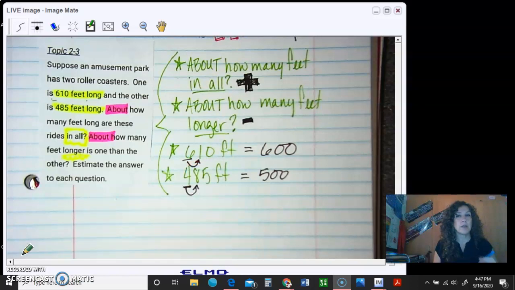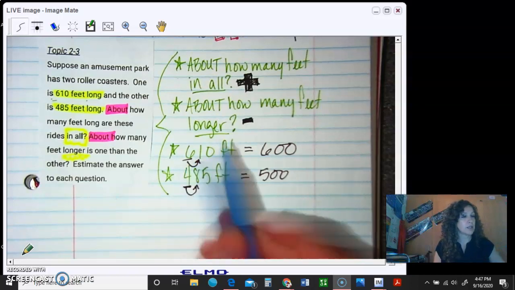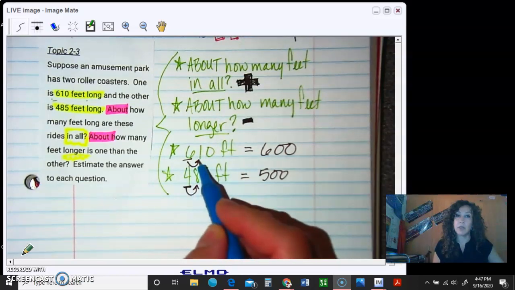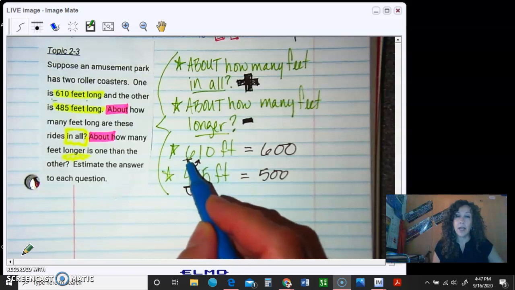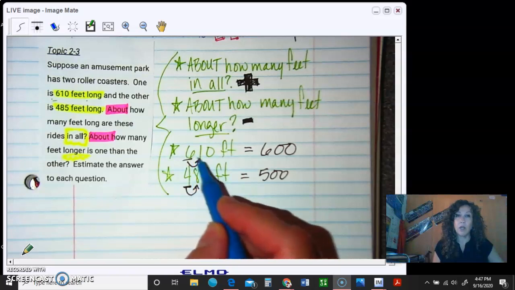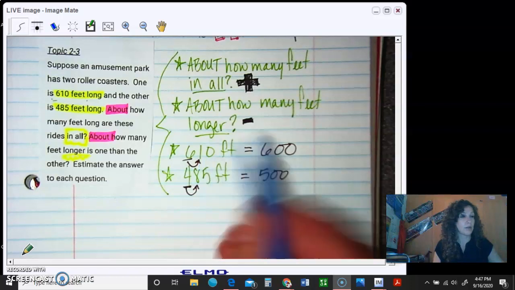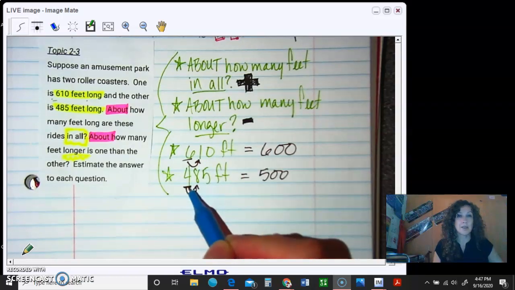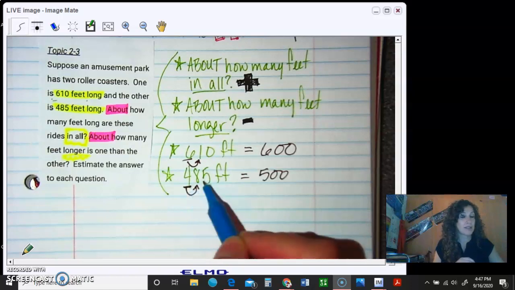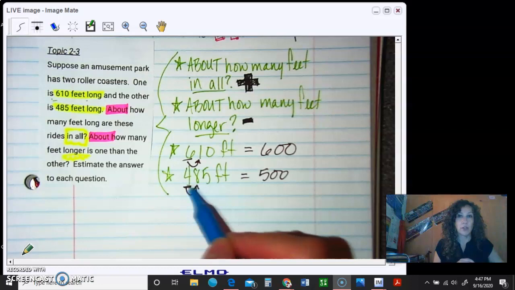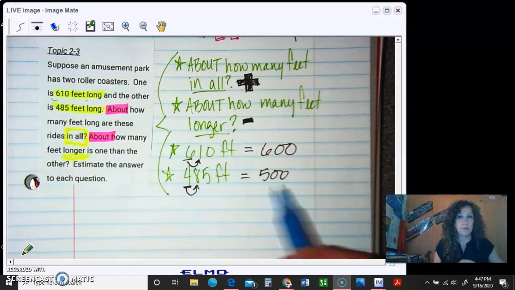So if you round to the nearest 100 here, you look at the 6. Remember, keep, round, 0. The 6 stays because the 1 is smaller than 4. So there we are at 600. The 4 gets bumped up 1, right? We're letting it soar because 8 is bigger than 5. So 485 gets rounded up to 500.